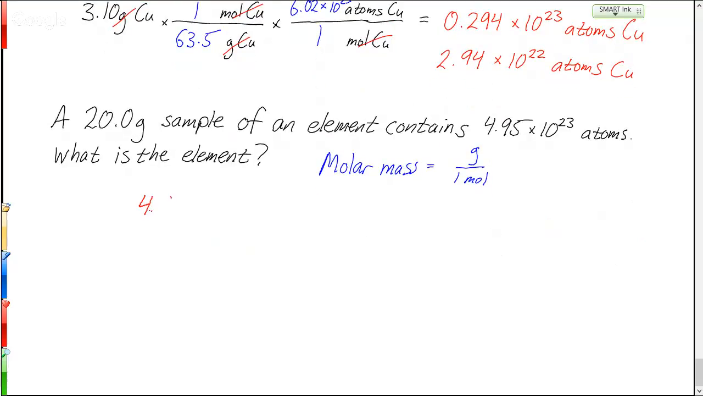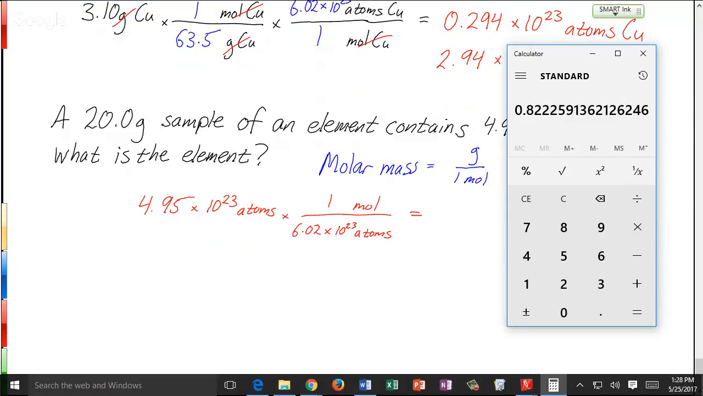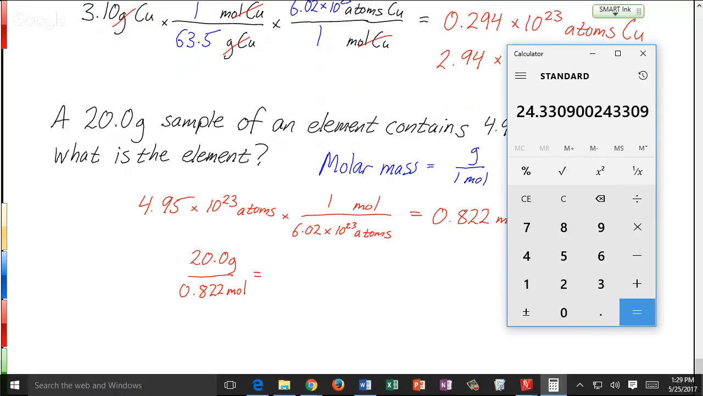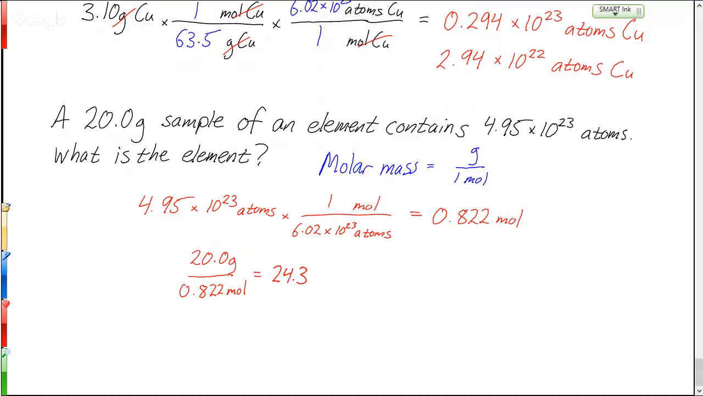Yeah, that's how we're going to use Avogadro's number. So we're going to go 4.95 times 10 to the 23rd atoms. And we know how many atoms are in 1 mole. We know that there are 6.02 times 10 to the 23rd atoms in 1 mole, which tells us that this is 0.822 moles. Now we can calculate the molar mass by dividing grams by moles. So 20.0 grams divided by 0.822 moles is 24.3. We looked that up on the periodic table, and that looks like magnesium.